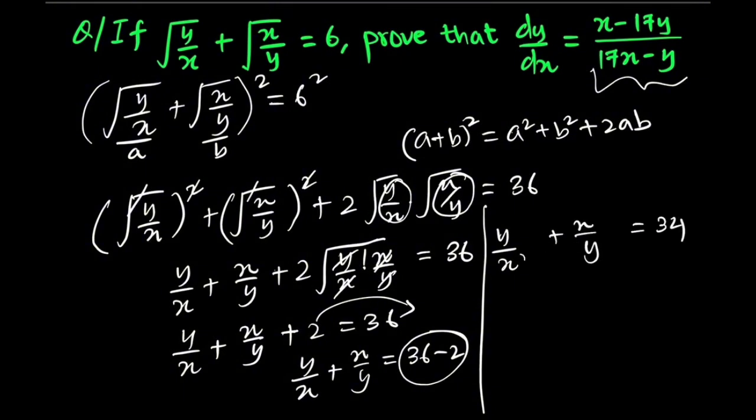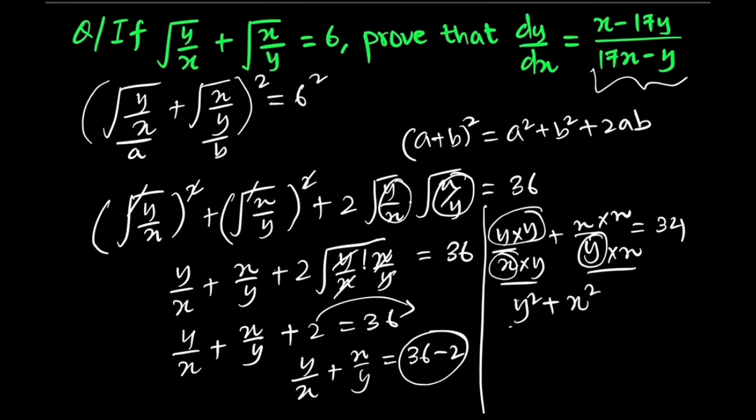Guys, we are still simplifying this function and we are yet to differentiate. Now I want to make the common denominator here. I want to multiply y to this x and I have to multiply the same thing in the numerator, and I want to multiply x to this y and I have to multiply the same thing in the numerator. Now you see it has become a common denominator, that is x times y means xy and y times x also means xy. So I can write this in a single fraction now. Y times y means y square plus x times x means x square divided by xy, which is equal to 34.